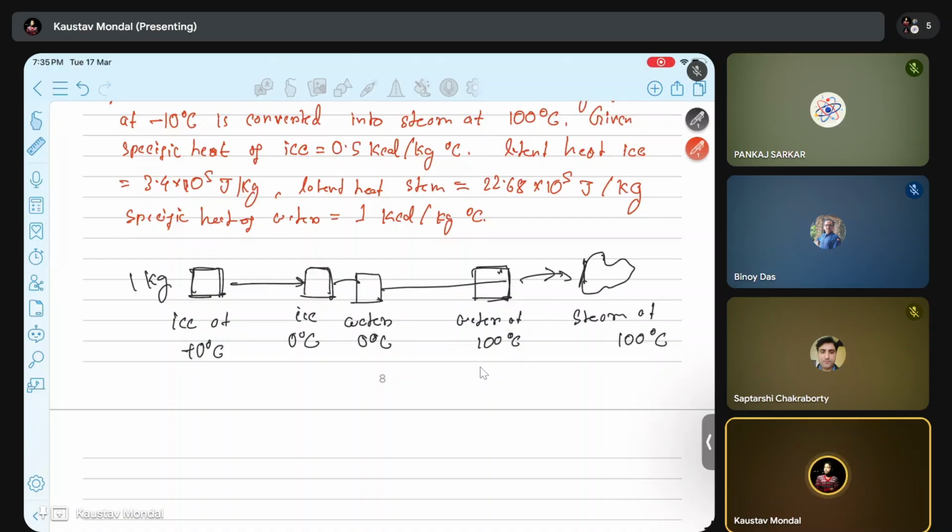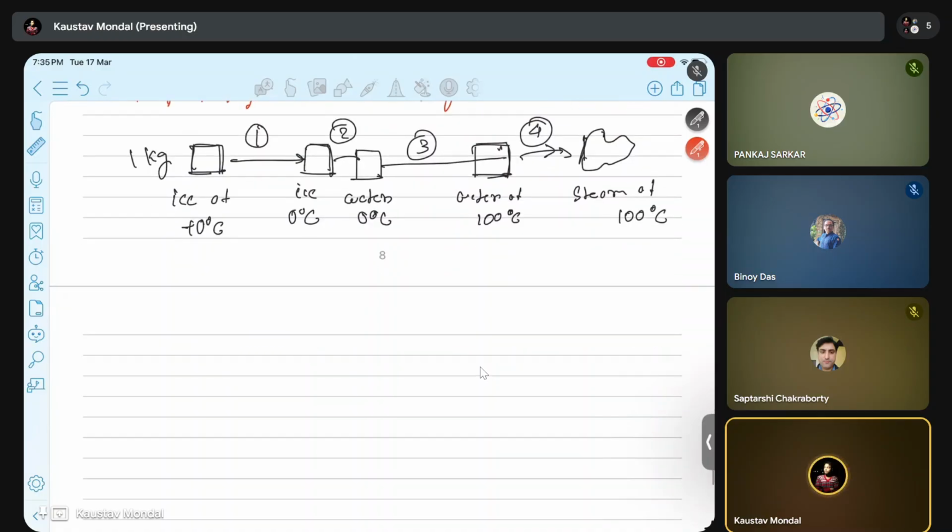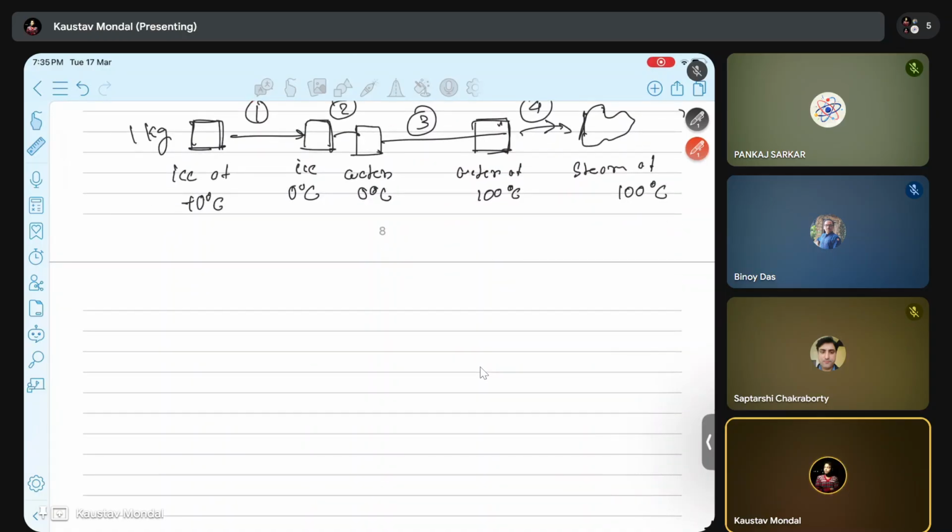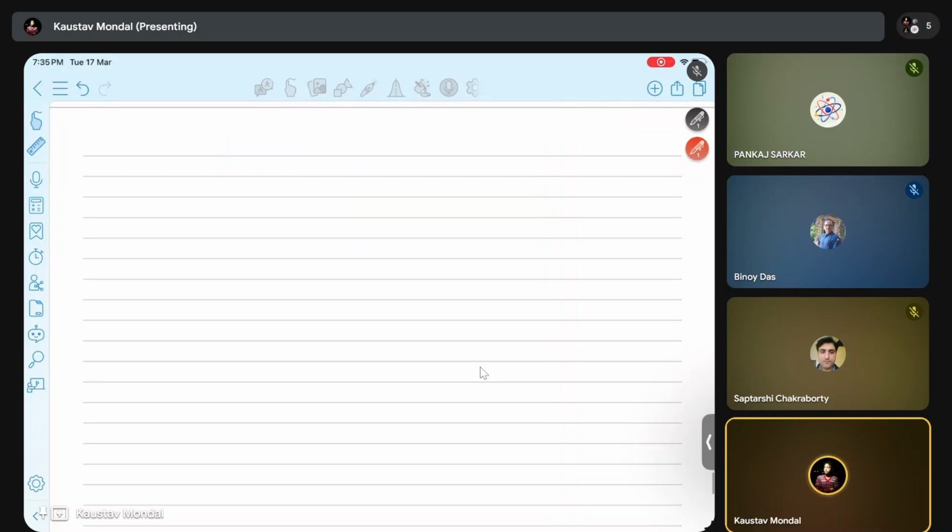Okay, so you can show 1, 2, 3, 4. There are 4 processes involved, right? All of these 4 processes will produce some entropy in the system. So this entropy production you have to calculate. So delta S is equal to delta S1 plus delta S2 plus delta S3 plus delta S4.